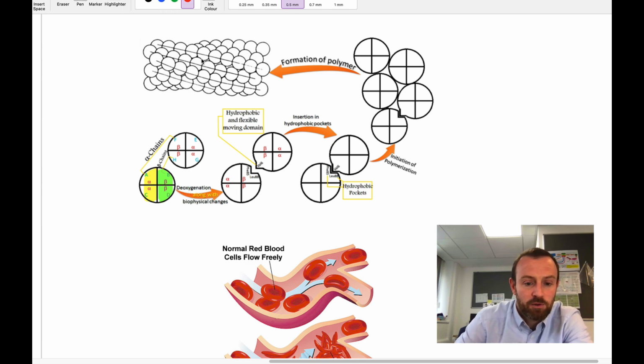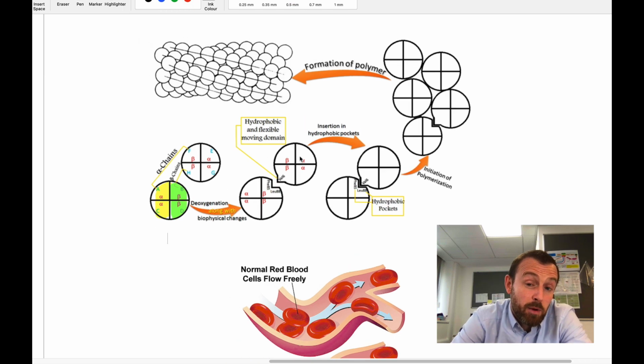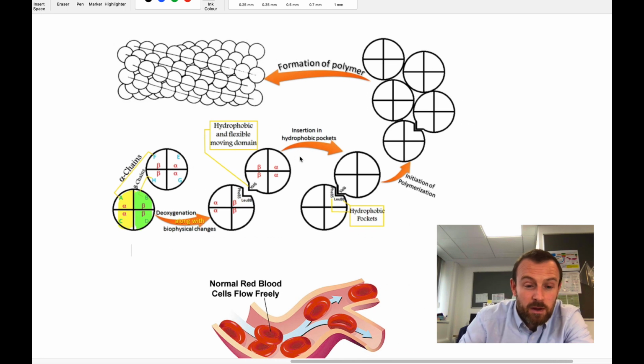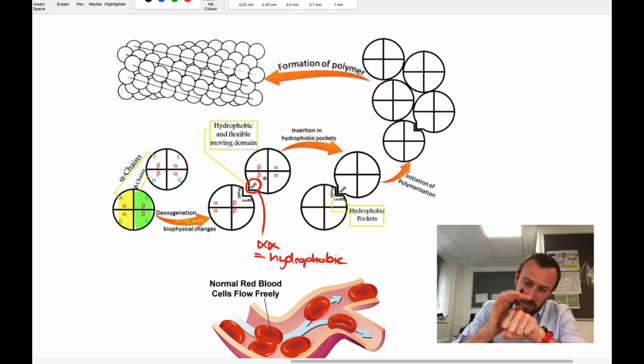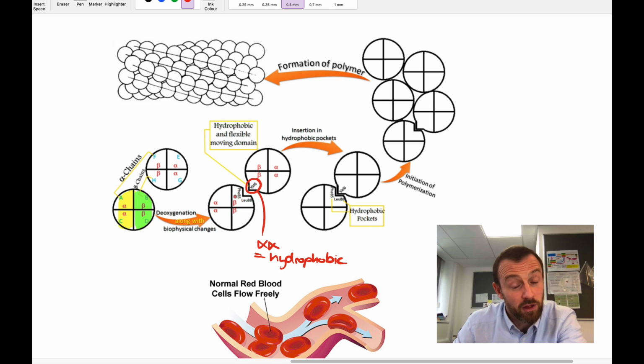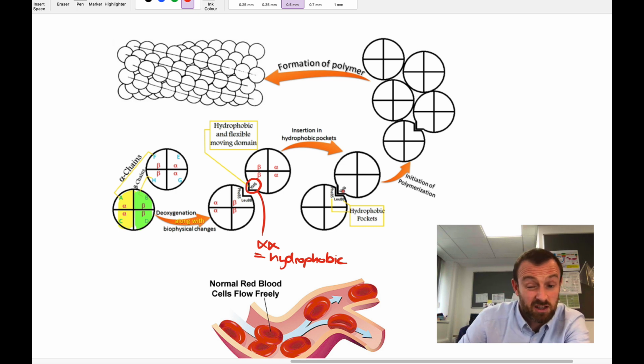What actually happens, if you want to go further, this could be something useful like post-spec information for an essay maybe, is that there's a 1 base substitution that brings in a valine. Now this valine amino acid there is hydrophobic. A hydrophobic amino acid means that it will interact, via hydrophobic interactions, with this little hydrophobic pocket on another hemoglobin. So we get this hydrophobic interaction.